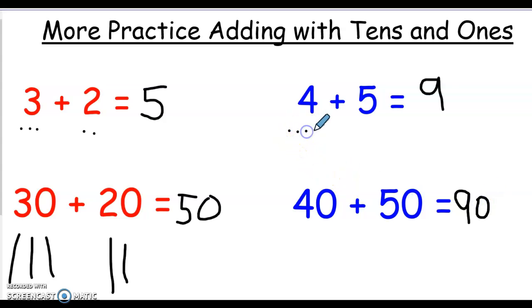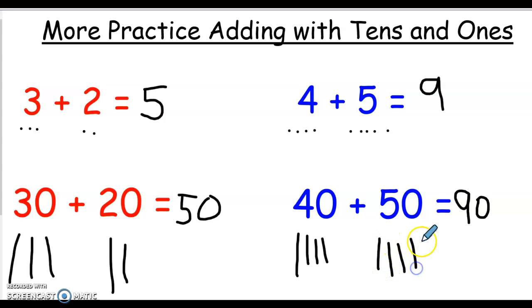If you wanted to draw the picture, you could, right? 1, 2, 3, 4, plus 1, 2, 3, 4, 5. This amount of dots right here is your answer here. And then 40 is 4 tens, plus 50, which is 5 tens. And if you wanted to, you could count them all up, right? 10, 20, 30, 40, 50, 60, 70, 80, 90. Either way, we come up with the same answer.